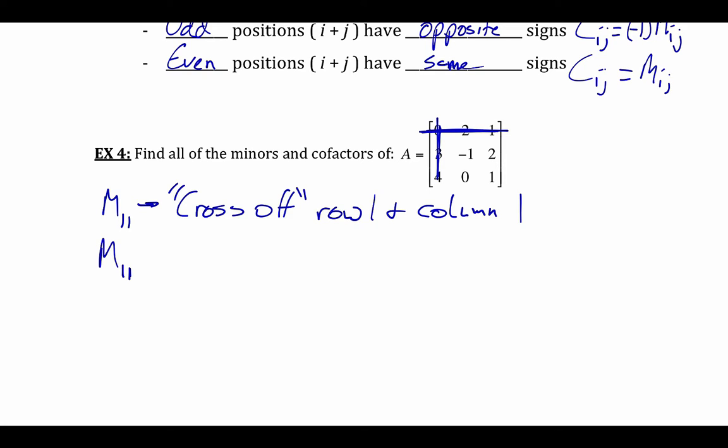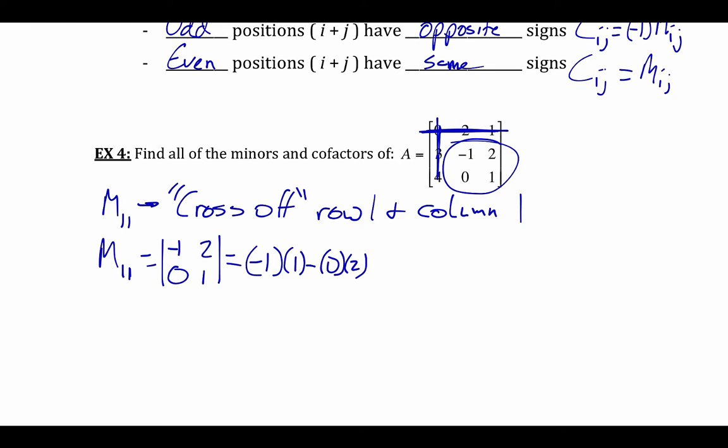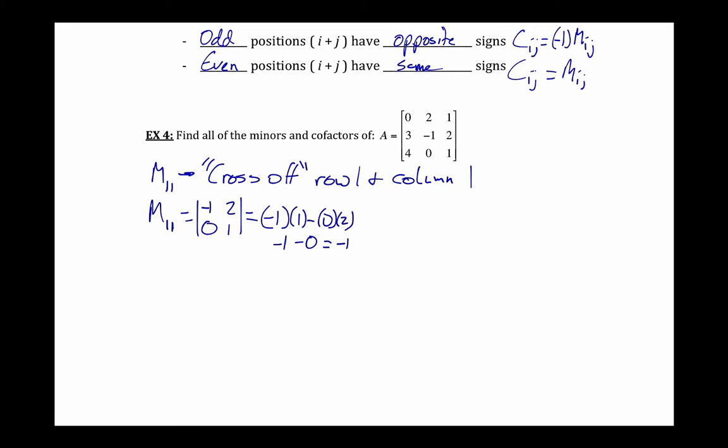So we're going to take the determinant of that remaining piece, essentially this matrix right here: -1, 2, 0, 1. Going in that same pattern we looked at on the previous page, it'll be -1 times 1 minus 0 times 2. So -1 times 1 is -1, minus 0 gives us -1. So our minor for M sub 1,1 is -1. I'm typically not going to write that much work for every one of these, but for this first one I figured better safe than sorry.